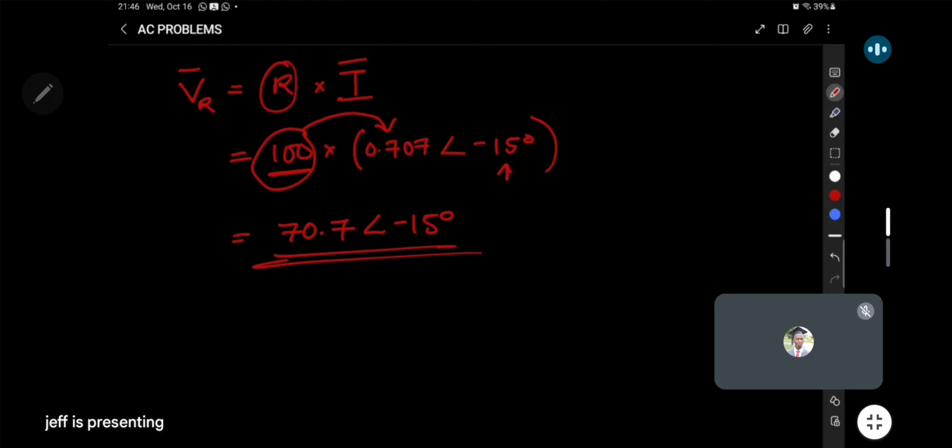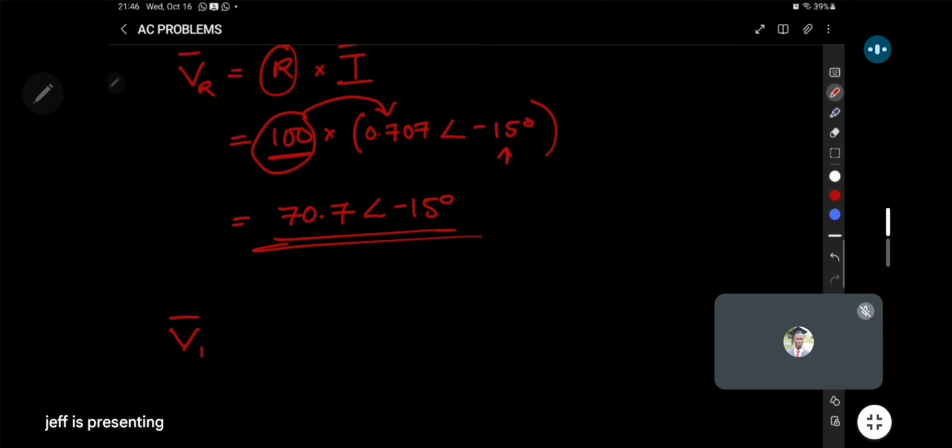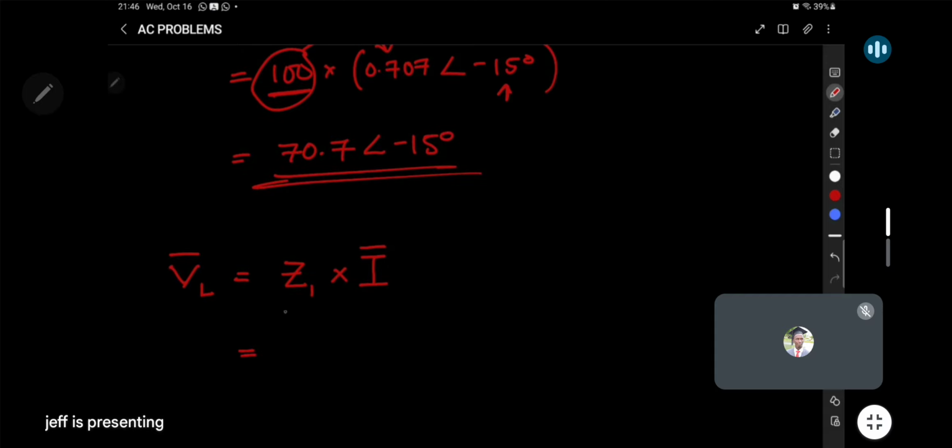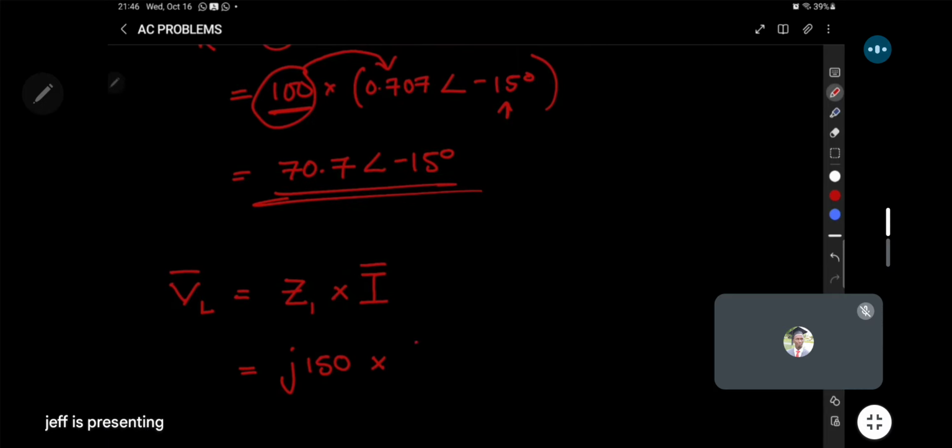In the same way, we can now move on to the voltage drop across the inductor. For the inductor, we need the impedance across the inductor. Then we'll multiply this by the phasor current passing through the inductor. For the inductor, the impedance we had was j150. Now we need to multiply this by the phasor current.